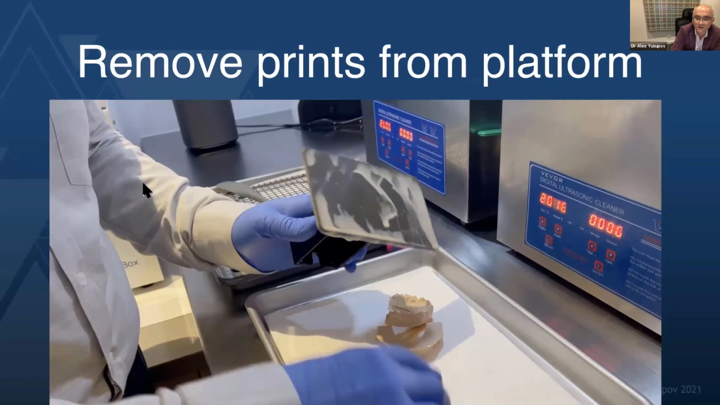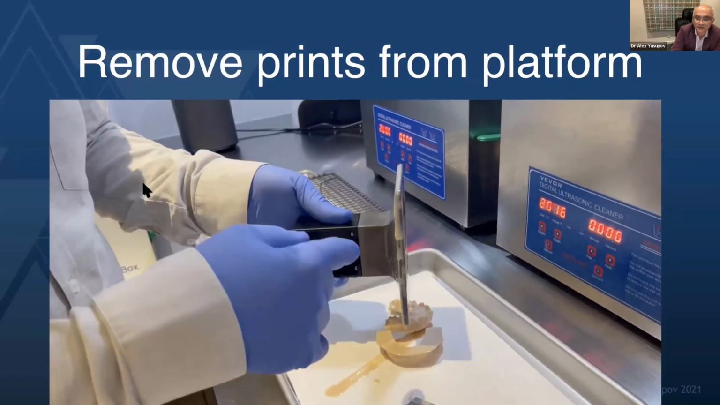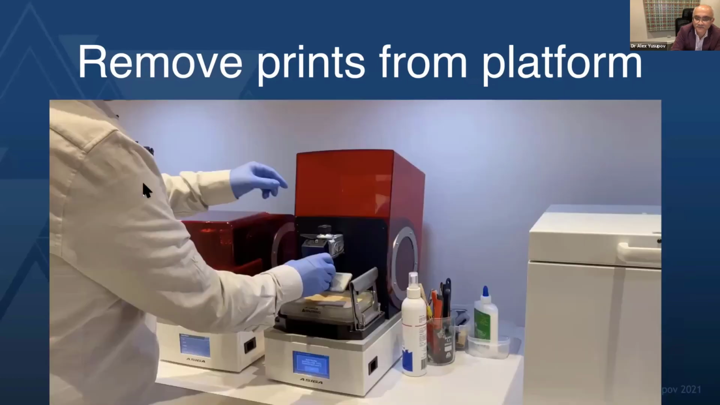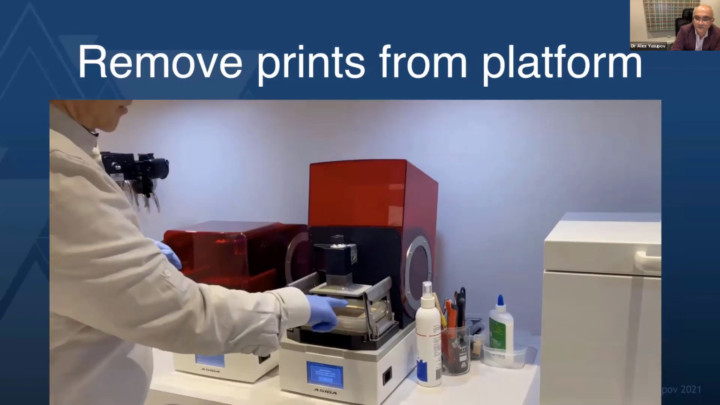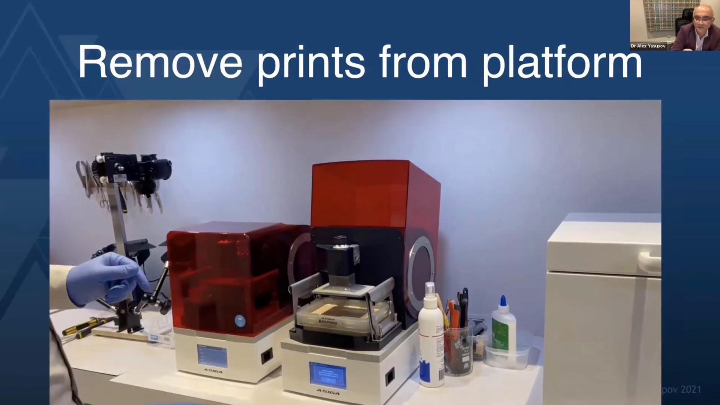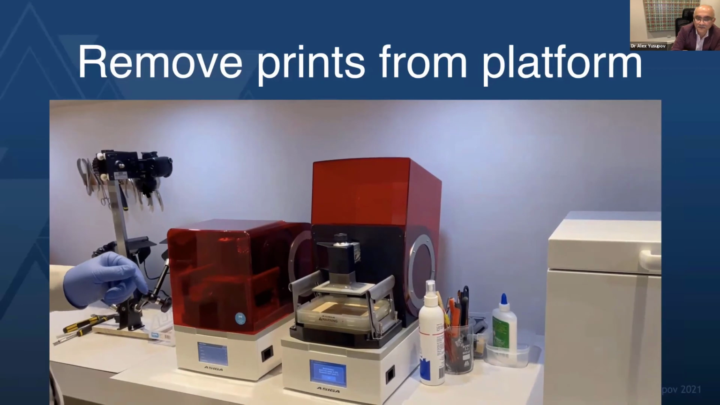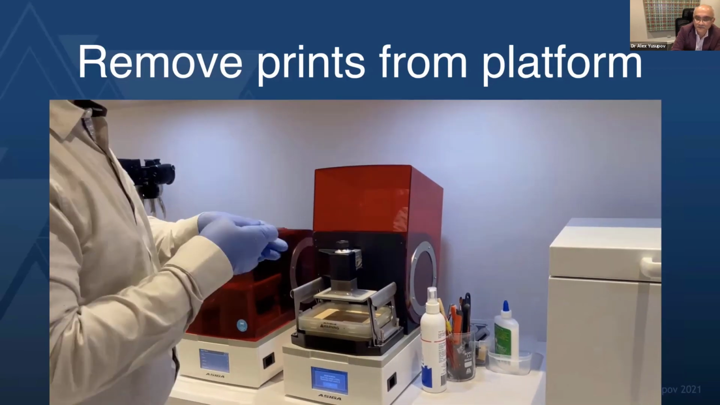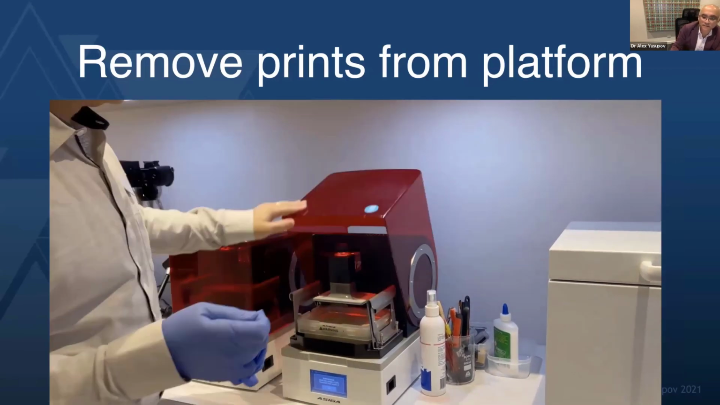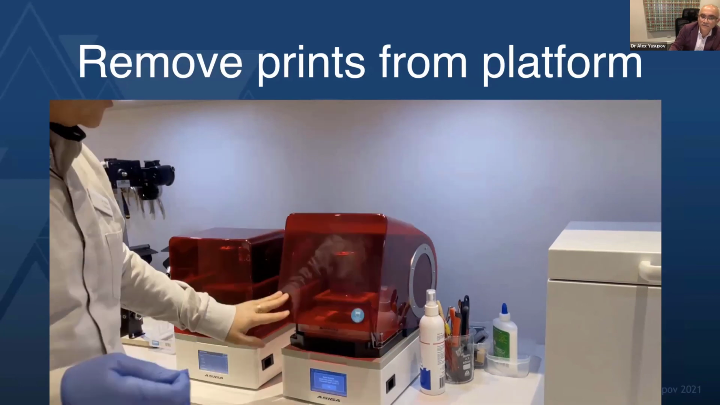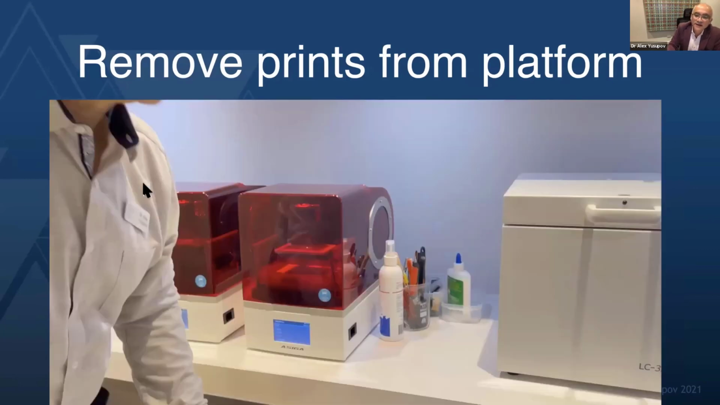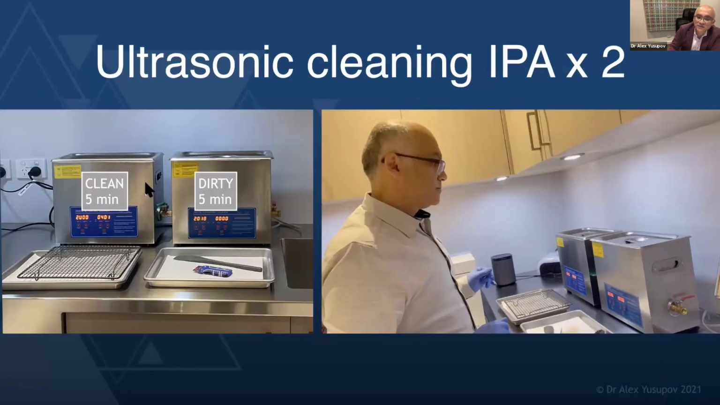I'm going to put that back in. Now, make sure that there's still enough resin in the printer. And we will just leave this for the next print job. And you'll just press OK that we have taken the printer out. Then ultrasonic cleaning, we use isopropyl alcohol.